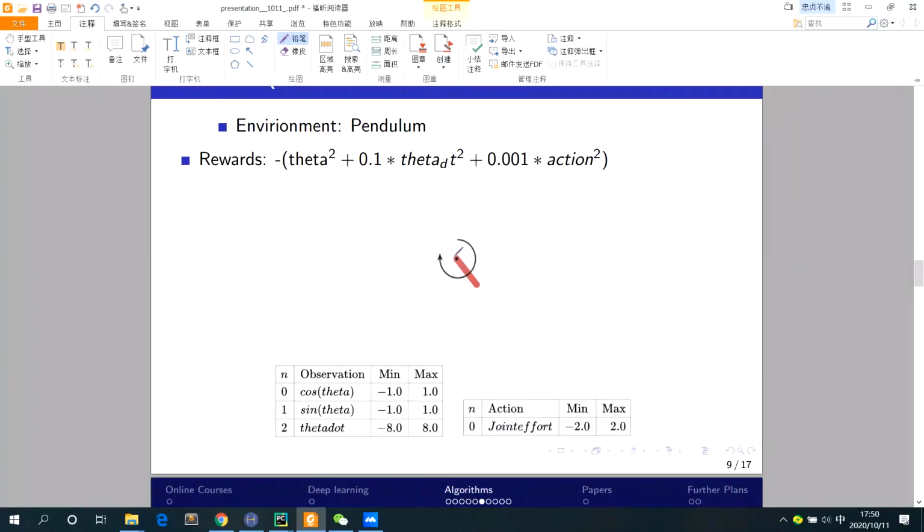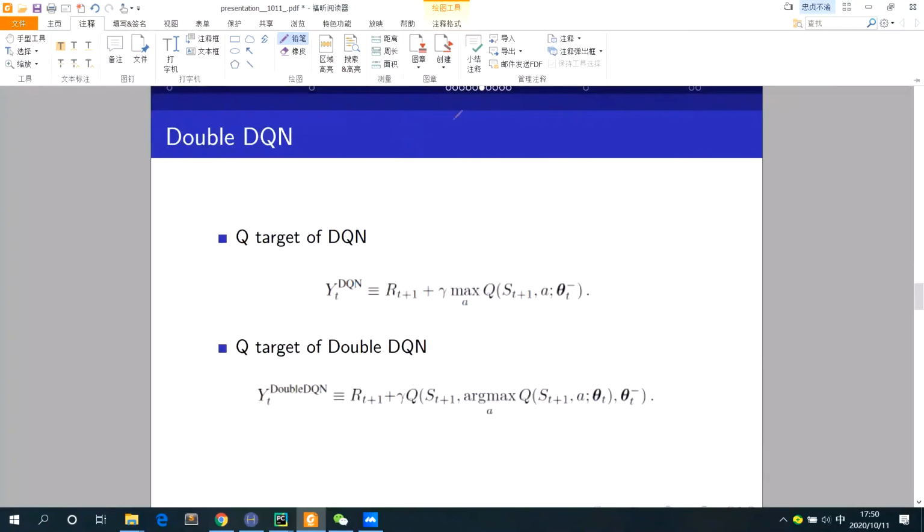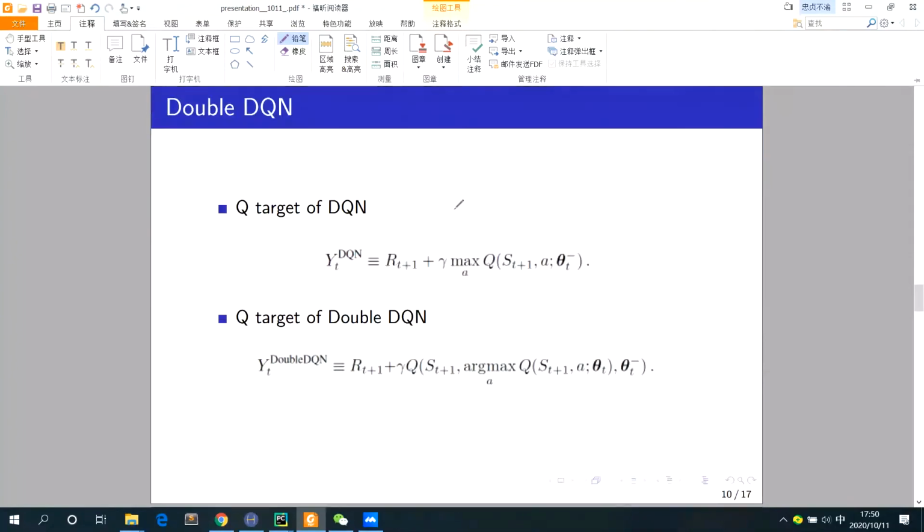And here you can see the formula of Q target of DQN and double DQN. Here we used dynamic programming, and RT is the reward. You can see the Q value, and here is the maximized Q value for the next state, and you can see the difference between these two is this action.